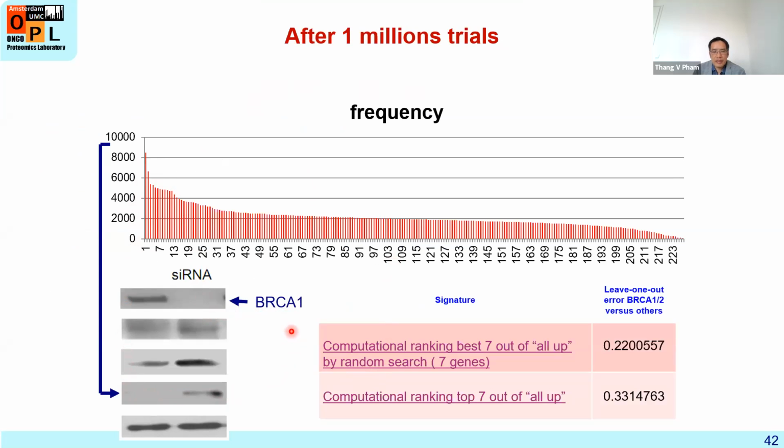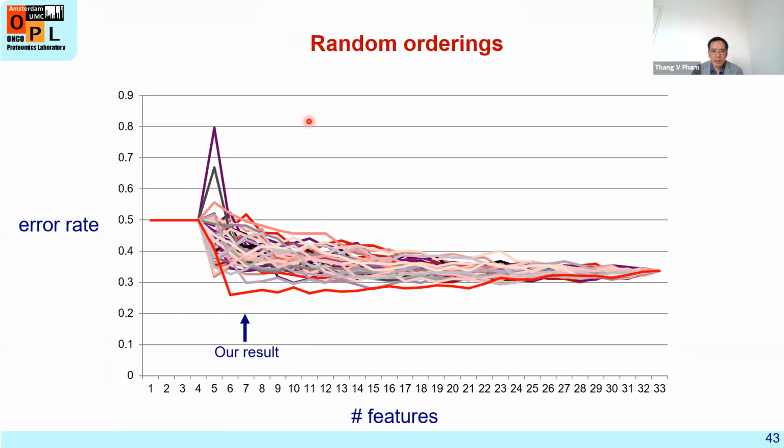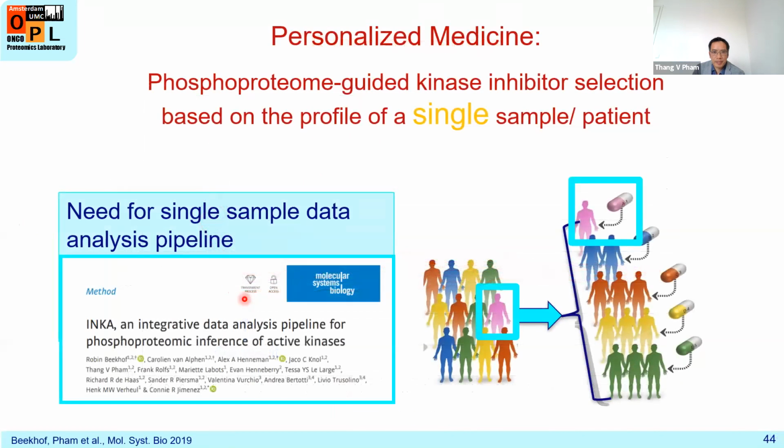It's a hypothesis generation kind of approach. And of course, we always ask ourselves how it performs in comparison to just random. So we also generated a lot of random orderings, and we see that with 7 proteins, using this approach of top ranking, it performed quite well. So that was feature selection.